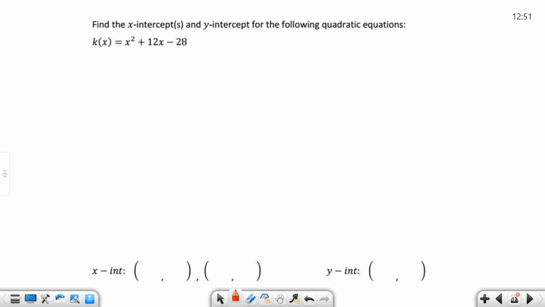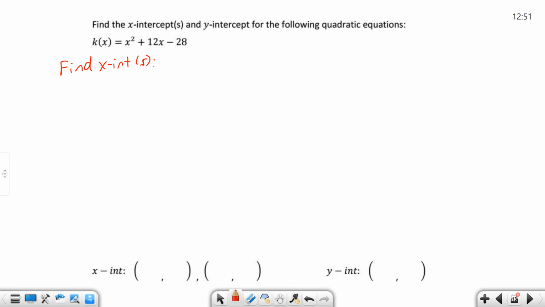But I'm not going to give you one blank if there's only one, 2 blanks if there's 2, and no x-intercept blanks if there's not any. I'm going to give you 2 every time, and you have to figure out how many of them you fill in or not. Okay? So here, k of x equals x squared plus 12x minus 28. All right? So if I want to find the x-intercepts, or intercept if there's even any of them, okay?